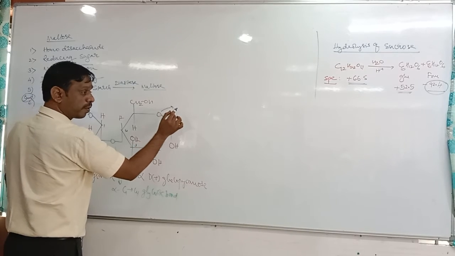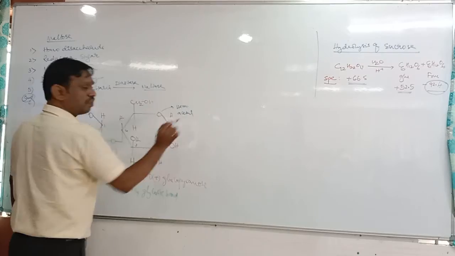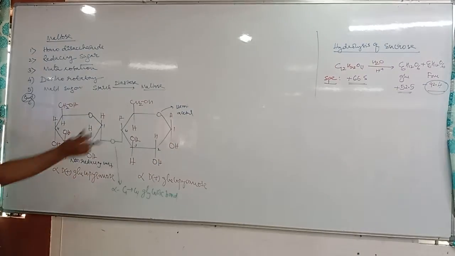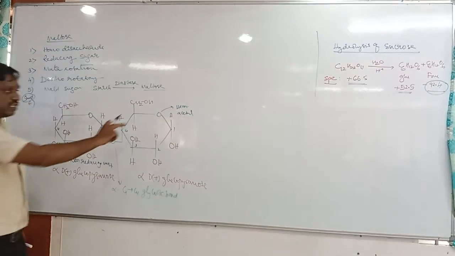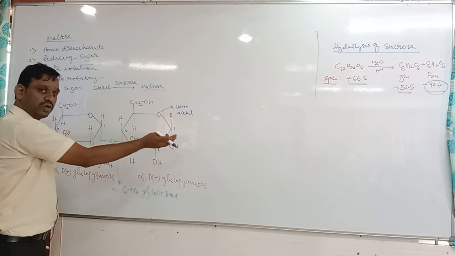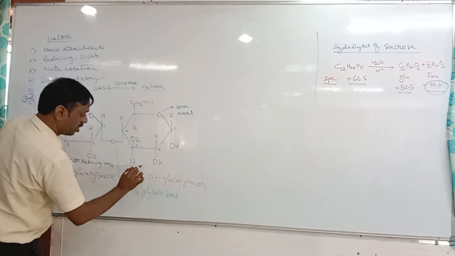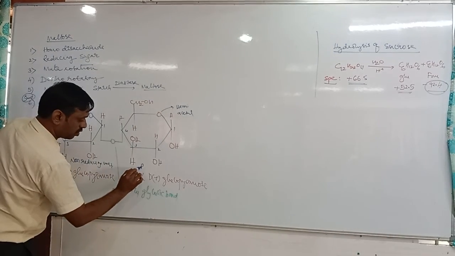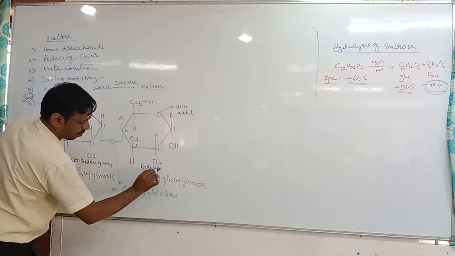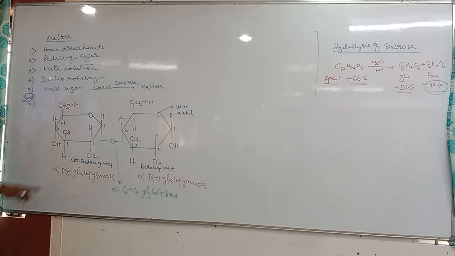Now here, this first carbon is an aldehyde, but which bond is it involved in? This bond is a hemiacetal bond, not a glycosidic bond. A hemiacetal bond is a weak bond, so it can be broken easily and converts into an aldehyde group. Therefore, this aldehyde group is free, which means this is a reducing unit. So one non-reducing unit and one reducing unit. Therefore, the overall molecule is reducing.